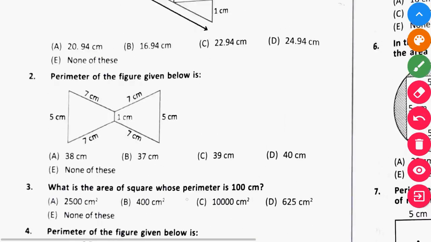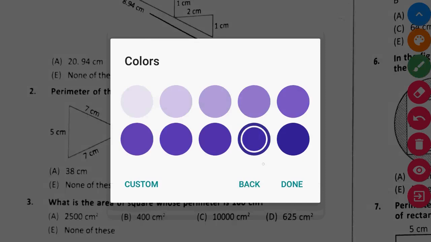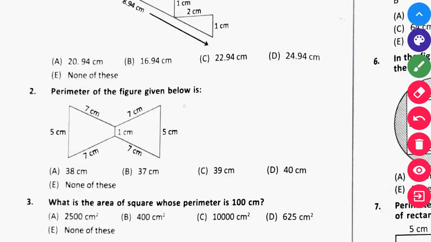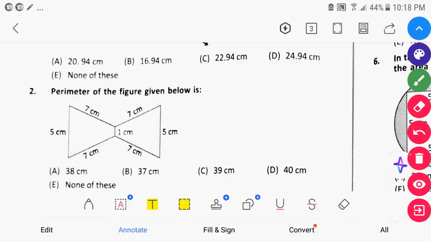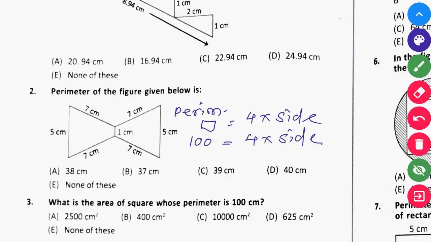Okay. Now the next one. What is the area of a square whose perimeter is 100 centimeter? Now what you are going to do here: the perimeter of the square is given and we have to find the area of the square. Now we know perimeter of the square is equal to 4 into side. What is the perimeter? 100 centimeter. First calculate the side. So side is equal to 100 divided by 4. So side is equal to 25 centimeter.